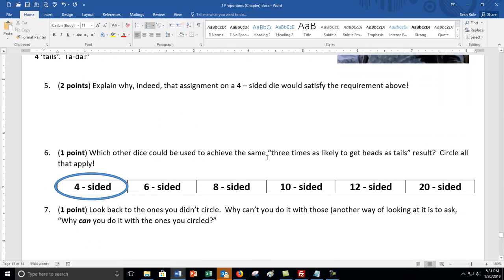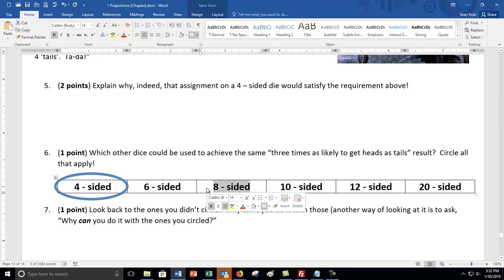What other dice could be used to achieve the same result of 3 times as likely to get heads as tails? Okay, so a 4-sided die works because you could take 3 of the 4 sides and make them heads and 1 make it tails. Would 6 work? No, 6 wouldn't work because if you tried to do the same thing, you're going to have something left over. 8 would work. Because with 8 you've got 1, 2, 3, 4, 5, 6, 7, 8. Make 1, 2, 3 be heads and 4 be tails, just like on this one. And then 5, 6, 7 be heads and 8 be tails. So an 8-sided die would also work.